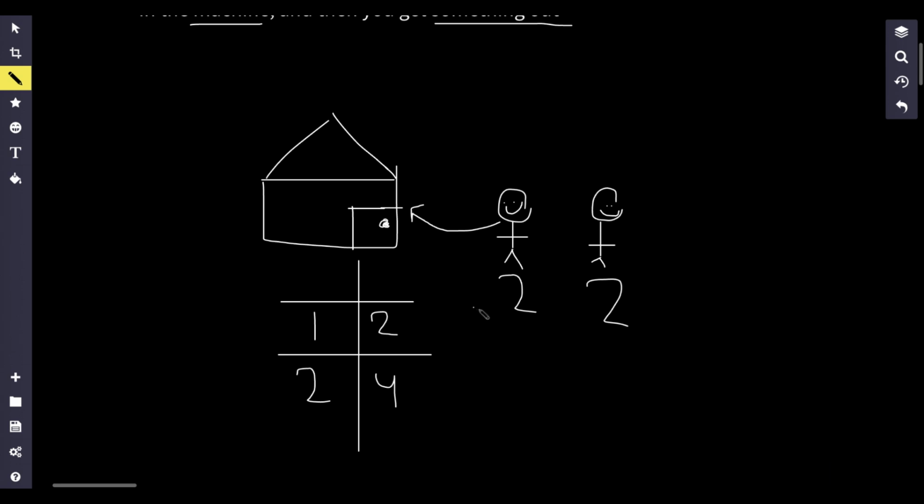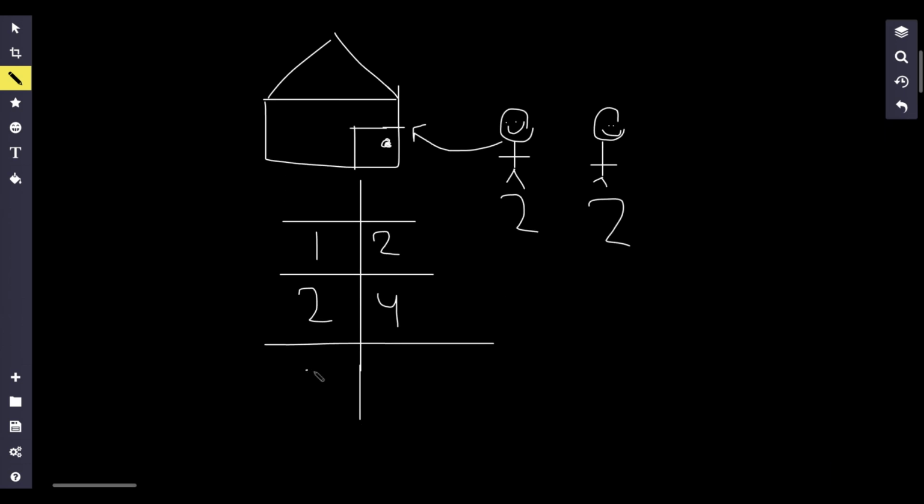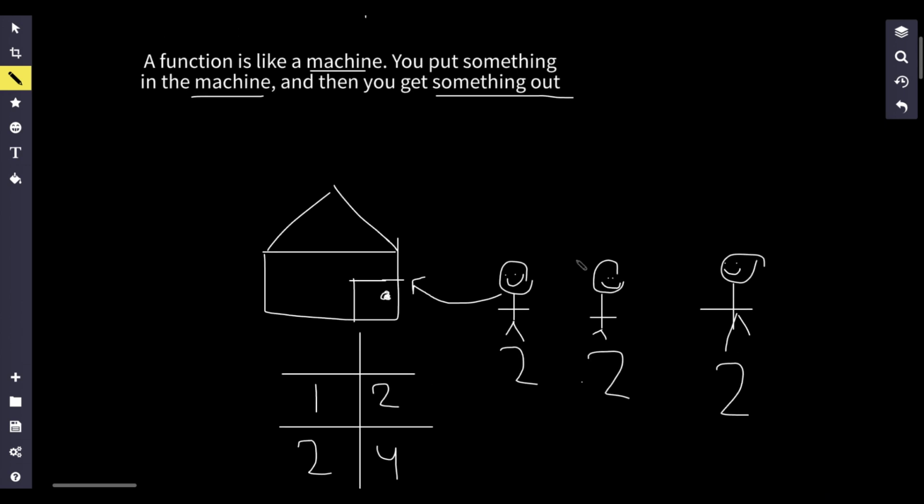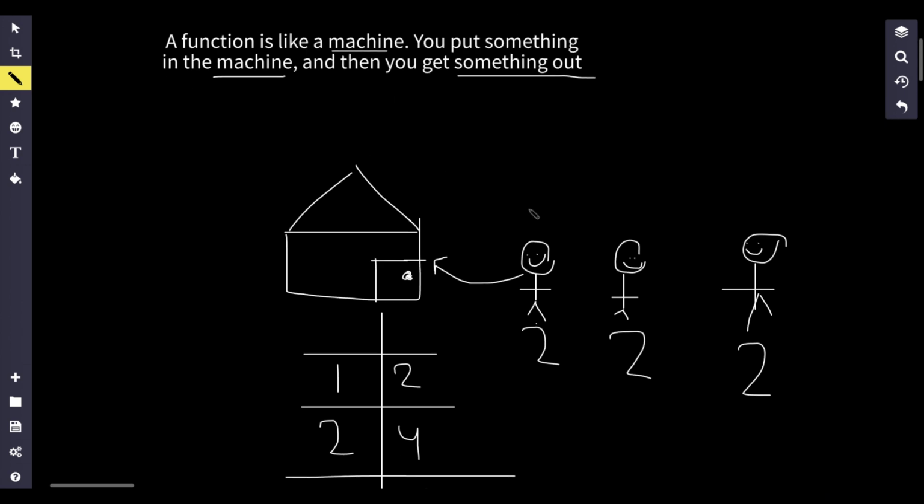So if I have one customer, I'm just going to need two cookies. If I have two customers, I'm going to need two plus two cookies, which is four cookies. If I have three customers, how many cookies am I going to need? I'm going to need six cookies, right? And that's kind of like a function. This is basically a function.